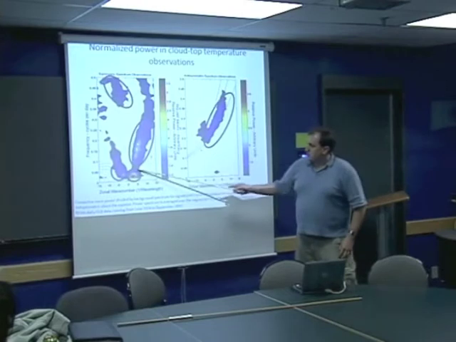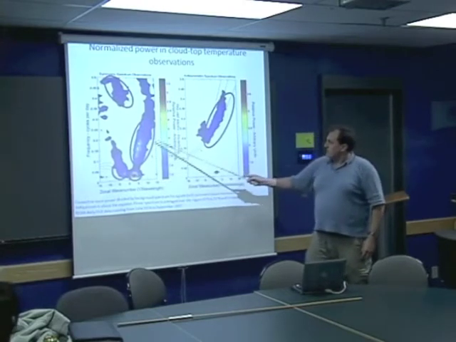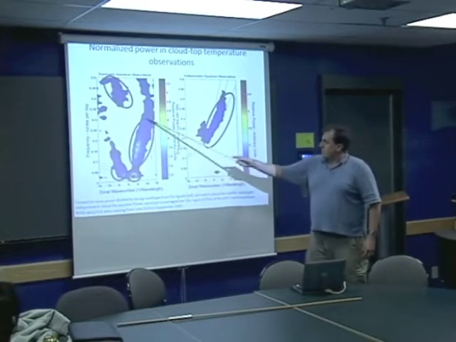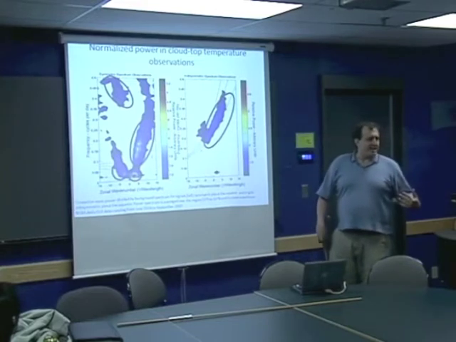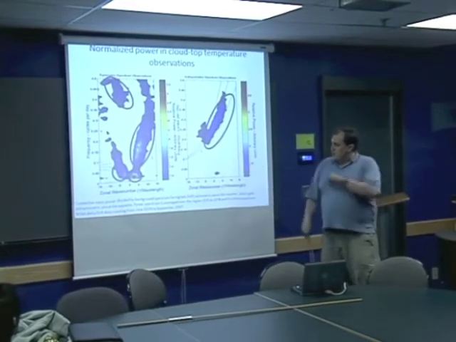There's this signal here that's called the MJO, the Madden-Julian oscillation. And there are these waves here, the Kelvin waves. That's probably what I'm going to concentrate on today. There's a variety of waves.